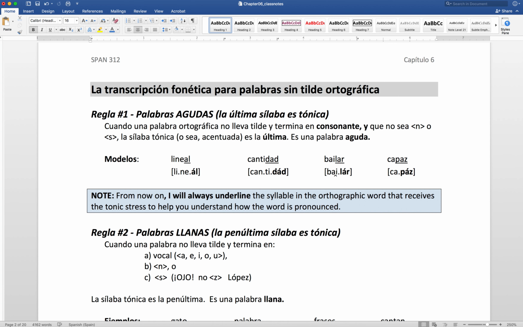In your transcriptions, you do not have to bold. I'm just simply bolding in the notes so that it brings attention to you.